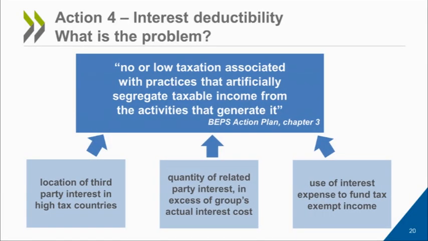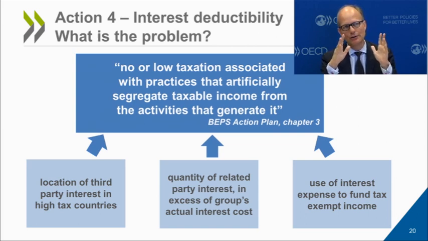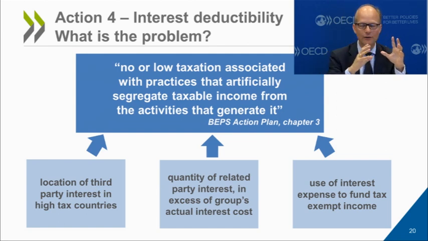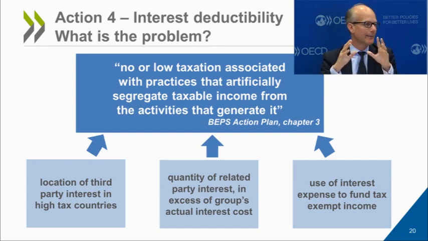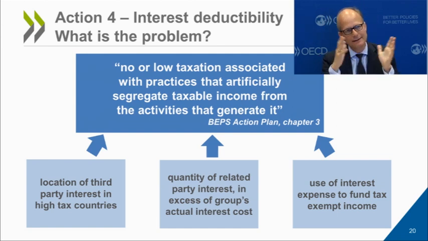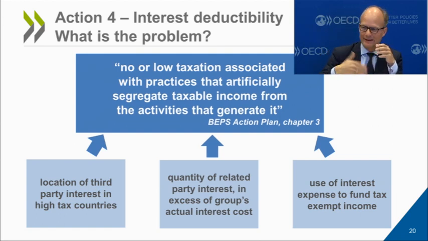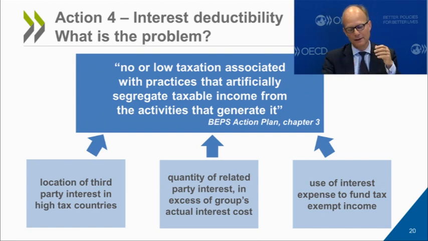Moving on then to Action 4, let me restate in the beginning just briefly what the problem was, like I did in hybrids. The action plan says: no or low taxation associated with practices that artificially segregate taxable income from the activities that generate it. That has 3 features. Feature number 1 is, where does the debt sit? If you can shift all the debt to a high-tax location, that is a problem that needs to be addressed. And that also means that we are including third-party interest expense. Second is the quantity of interest relative to the actual gearing of the group. And third is the use of deductible interest expense to fund what is tax-exempt income.